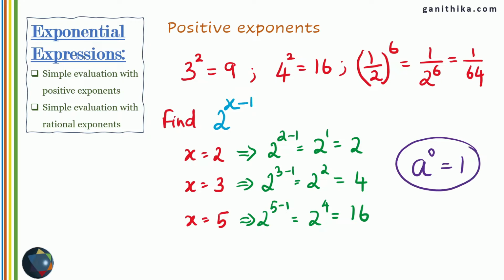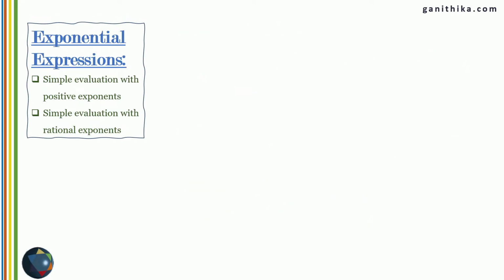Now let's proceed further. One more thing you have to remember before going further is any number to the power of 0 is equal to 1 always. So 2 power 0, 3 power 0, 5 power 0, whatever power 0, it is always equal to 1. Remember this always when you are doing exponents. Next is simple evaluation with rational exponents. This is for higher level students only.